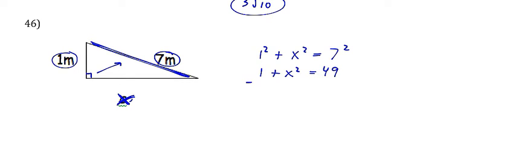At this point, I want to get x squared by itself, so I'm going to get that 1 away from it. Take it away from both sides. I get x squared equals 48. And remember, we're not done. We've got to take the square root of both sides, so x equals the square root of 48.